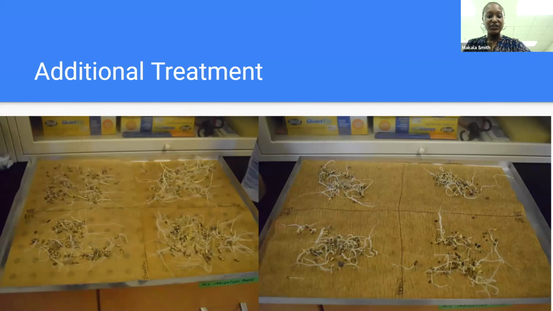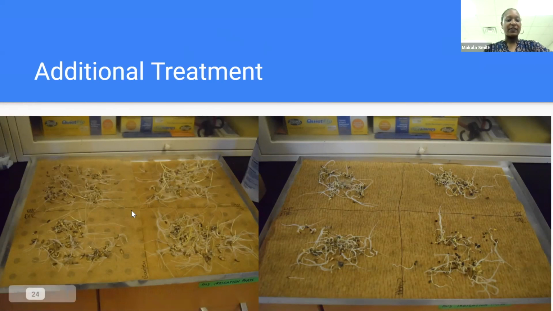And here is a picture of that and how the germination looked afterwards. This on the left is barley after germination, after being treated. And this on the right is the hemp after treatment at the chamber at UAB. And as you can see, there's a lot of growth there. So that was really good to see.